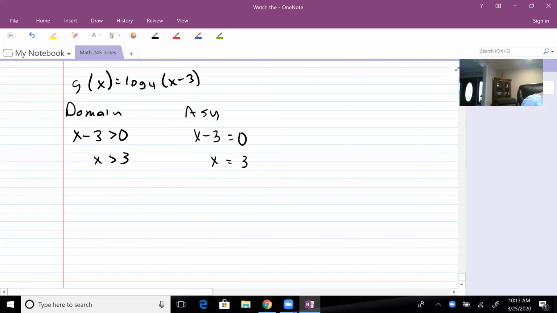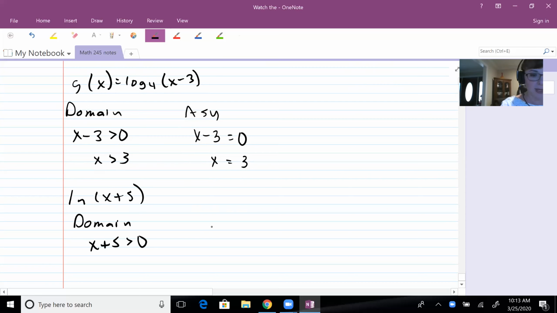Let's also do that for the natural log. Let's say that we had the natural log of x plus 5. Again, the concepts are the same. The domain is greater than 0. The asymptotes are equal to 0. So we're looking at anything larger than negative 5 will work, but at negative 5, we've got that guiding line.